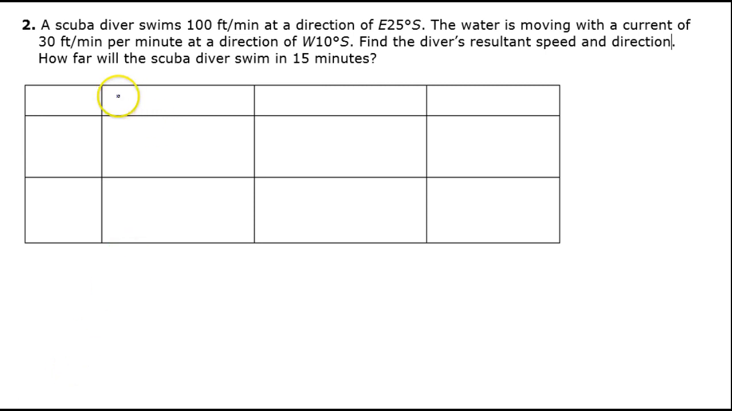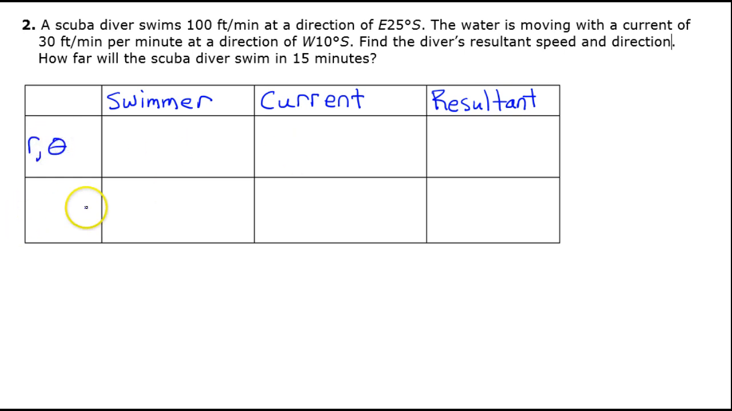So we have two vectors to consider. We have the velocity of the swimmer, and then we have the velocity of the current. Acting together, we need to find the resultant vector. In the first row, we will record the magnitude and direction of each vector. And in the second row, we will convert to component form, x comma y.